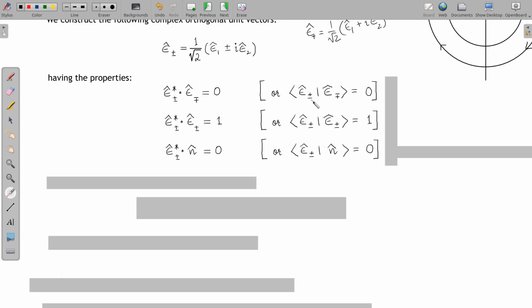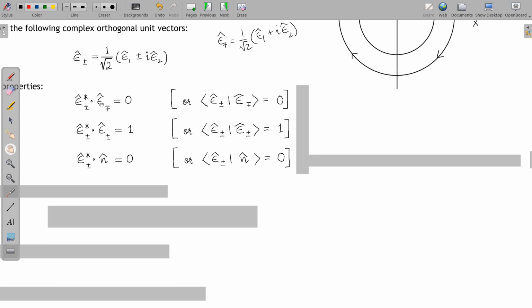Whenever we take the inner product of plus or minus with the other vector, which is of the opposite sign, that is going to be 0, and if we take it with the same sign, that is going to be 1. And of course both of them are perpendicular to the n cap vector, so they are orthogonal, so this scalar product is always going to be 0.